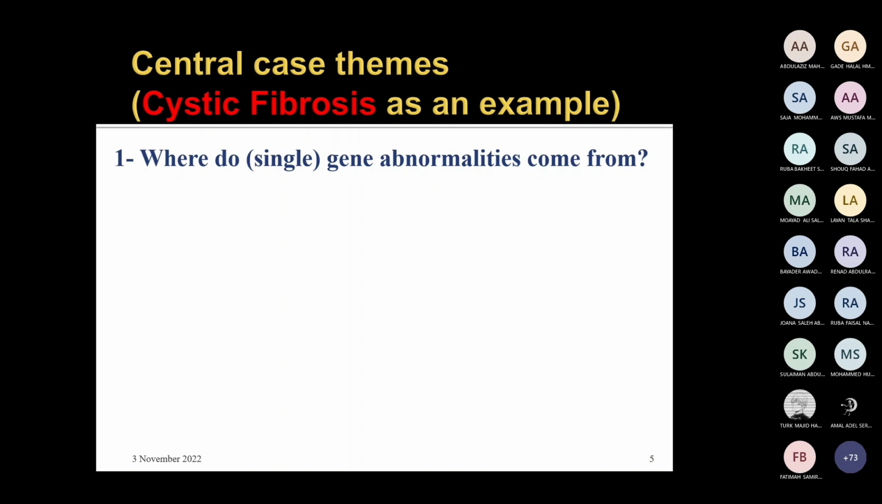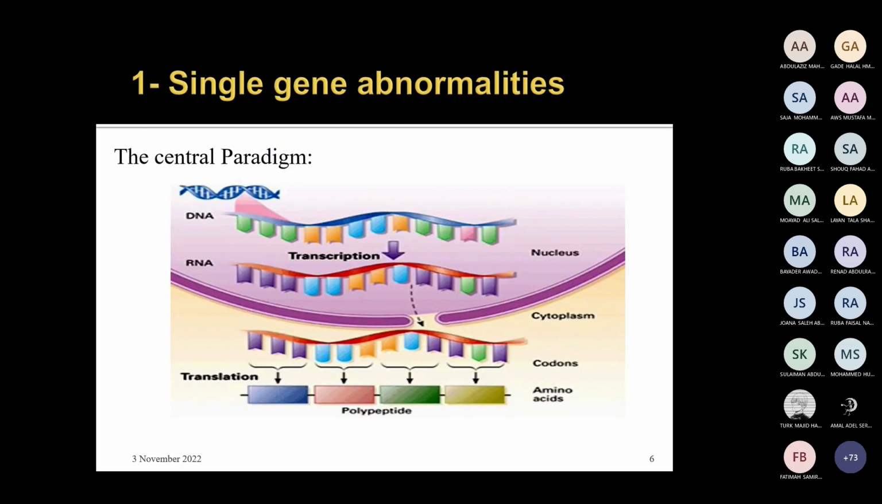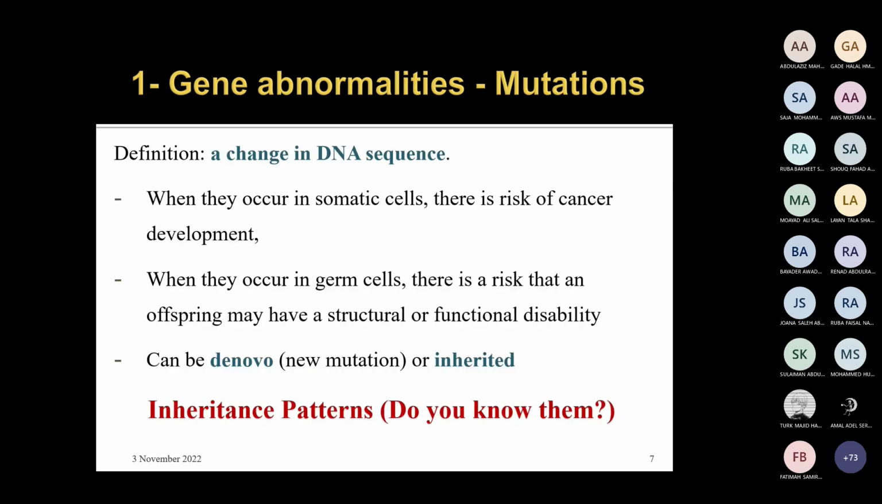Gene abnormalities come from the central paradigm, which deals with the DNA resulting in an RNA that is translated into protein. So protein is the main outcome of this process, and the protein will function in different ways in the body. One of them is forming transport molecules, receptors, etc. So when the DNA sequence changes, this is how the mutation happens.